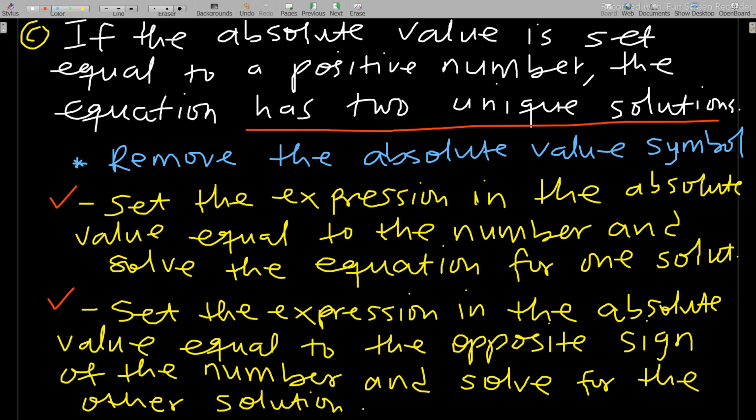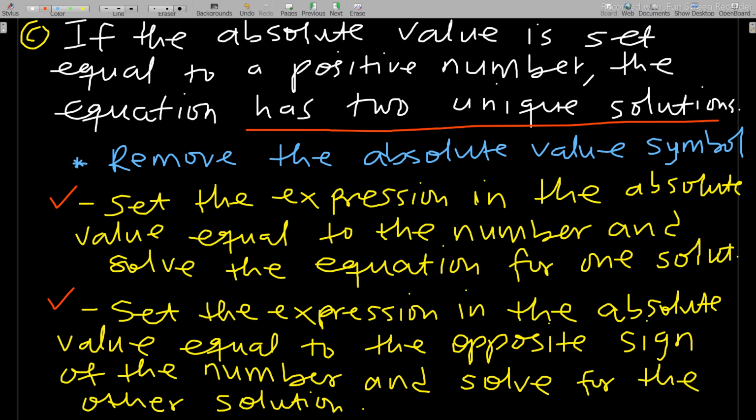Now, how do you solve it? Remove the absolute value symbol. First, set the expression in the absolute value equal to the number and solve the equation for one solution. So if it is equal to a positive number, first remove the absolute value symbols, equate the expression inside the absolute value symbol to that number and solve it linearly for your solution. Now, secondly, to get the second solution, set the expression in the absolute value equal to the opposite sign of the number and solve for the other solution.